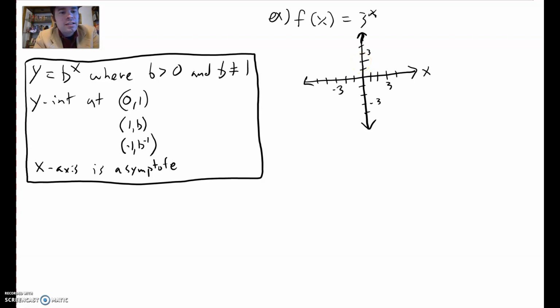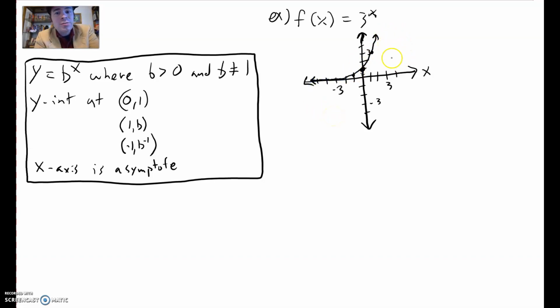3 to the x then has its y-intercept right here at 0, 1. We also here have the point 1, 3 because b is 3. And we have the point -1, 1/3. So if I subdivide that down, there's 1/3. And since the x-axis is an asymptote, you can see that graph right there.